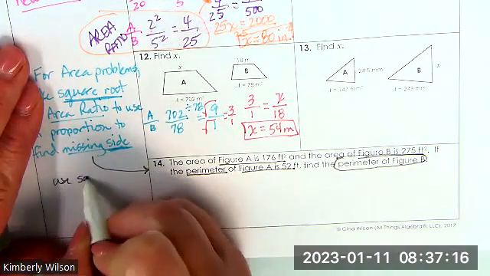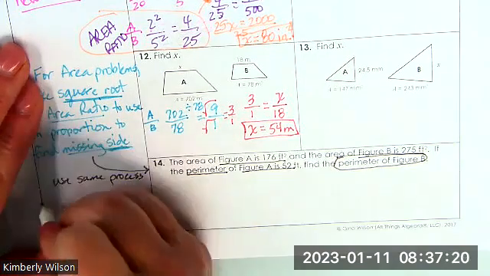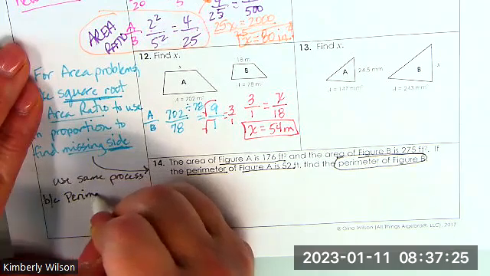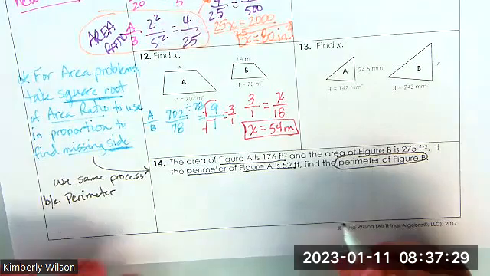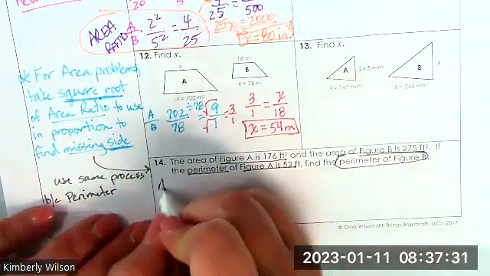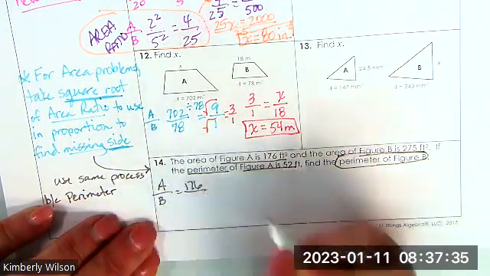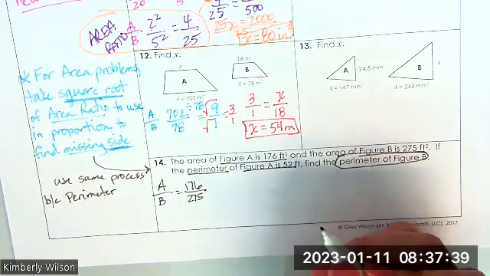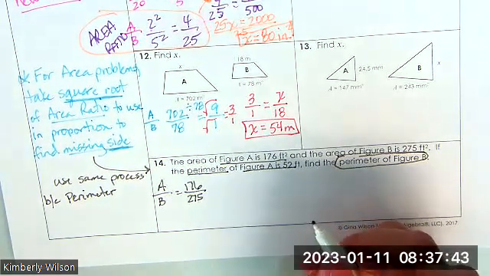Use the same process because perimeter. So that means I've got to take, and I'm going to do A over B. So that's 176 over 275. And I'm going to see if I can simplify that.